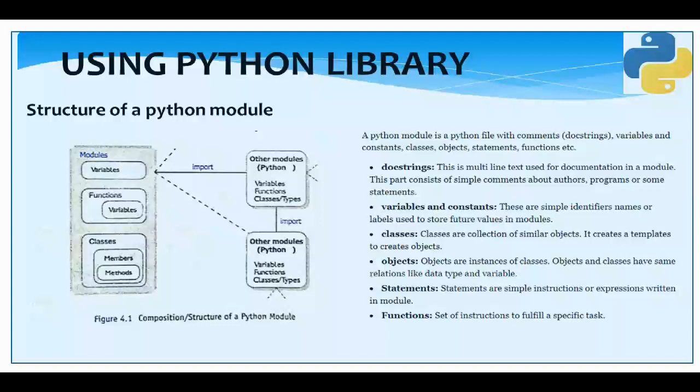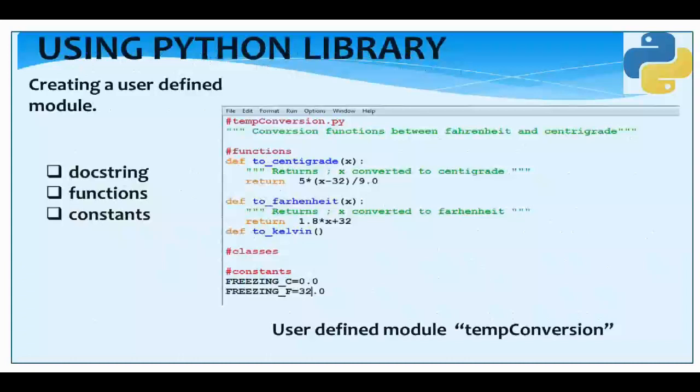Let us now try to understand how we can define a user-defined module in Python. This is a user-defined module on your screen. The triple-quoted strings in this are the docstrings, and functions are also used in it. These are def to Celsius, def to Fahrenheit, and def to Kelvin. These are the functions defined in your module, and the constants used in this module are the freezing temperatures, the freezing Celsius and freezing Fahrenheit temperatures.